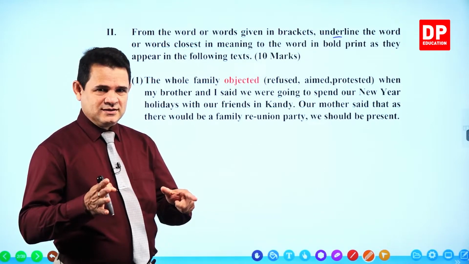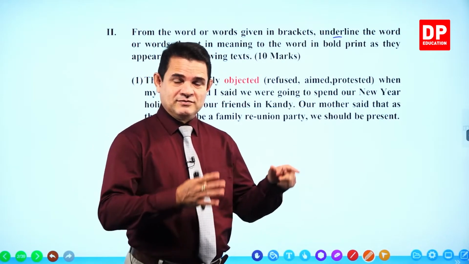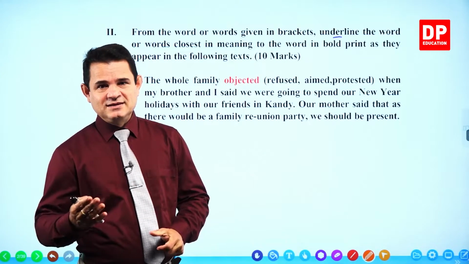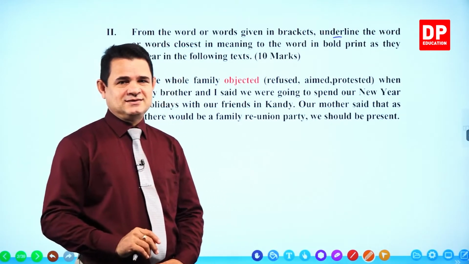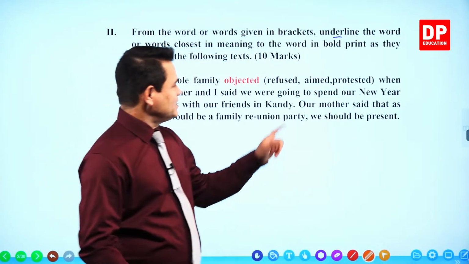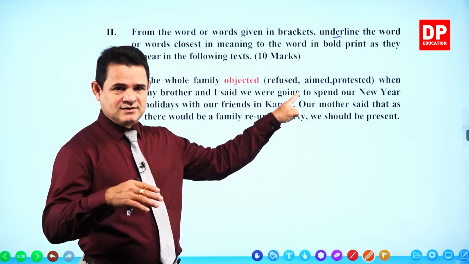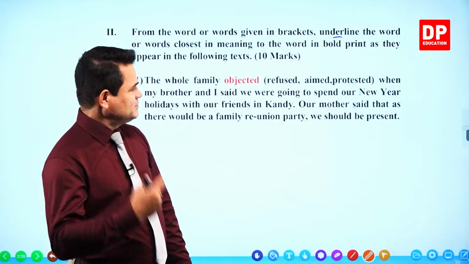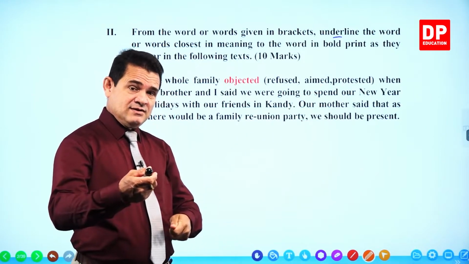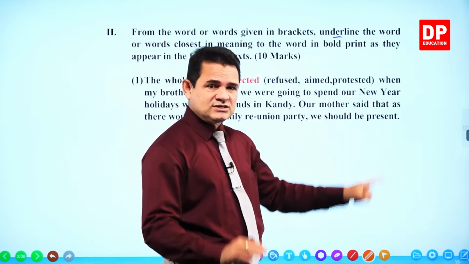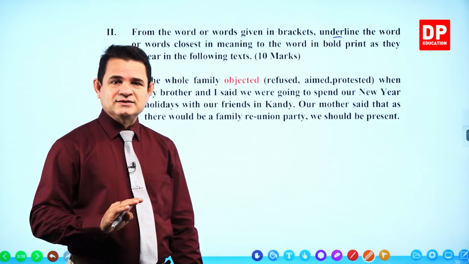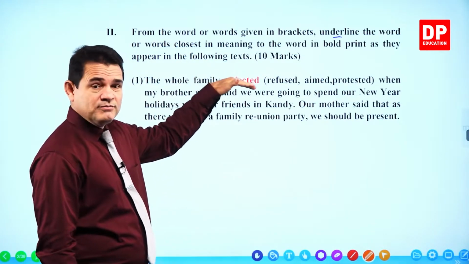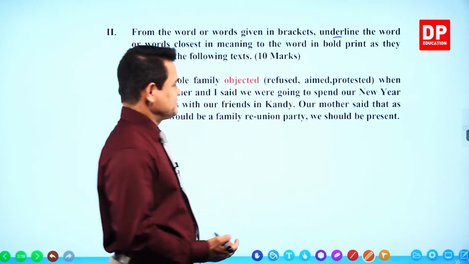Now you and your brother wanted to go to spend the New Year vacation with your friends in Kandy. But mother and family and others objected. Family reunion එකක් තියෙන නිසා. එහෙනම් මෙතනින් refused කියන්නේ ප්‍රතික්ෂේප කරනවා. Right? So is it kind of refusal, no? ඒක ප්‍රතික්ෂේප කිරීමක්ද? Aimed, aim කරනවා, ඉලක්ක කරනවා, and protested, that means telling something against, ඒකට විරුද්ධව කතා කරනවා. So now you can understand then what the whole family objected means: protested.